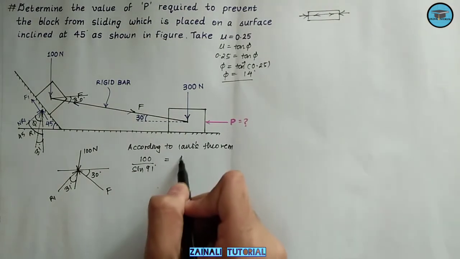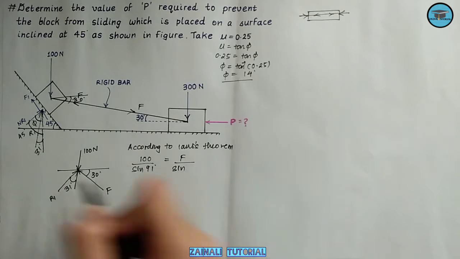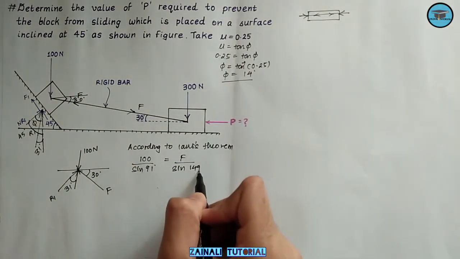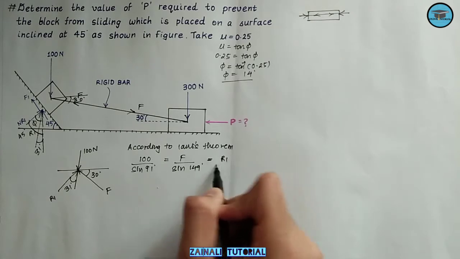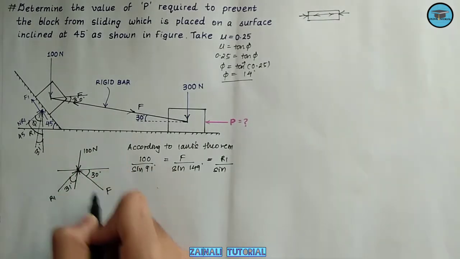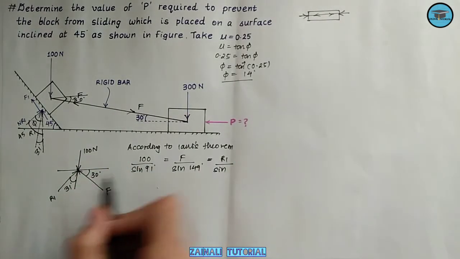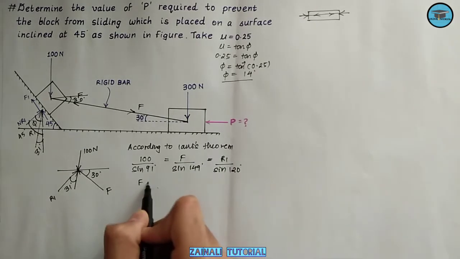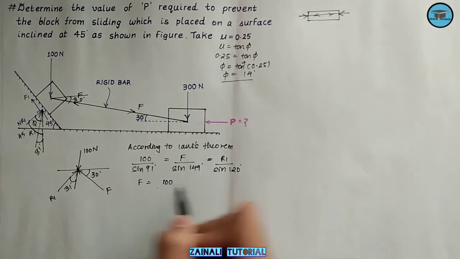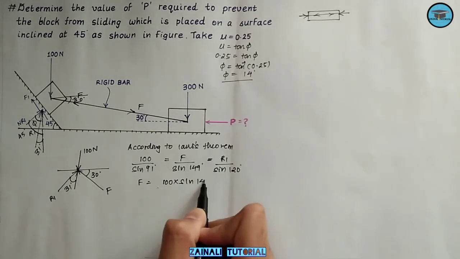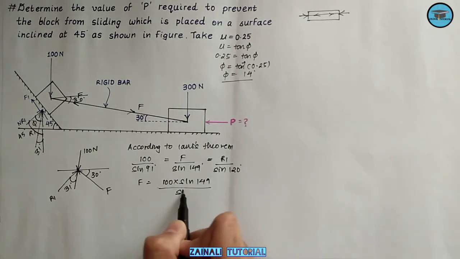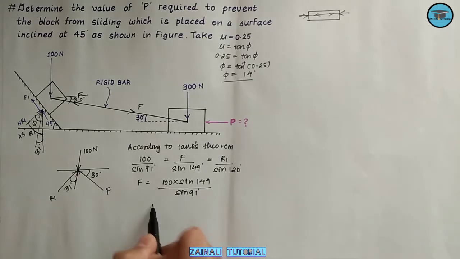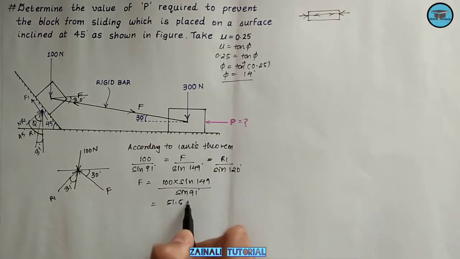which is equals to F divided by sine of angle between these two forces, which is nothing but 149 degree, which is equals to R1 divided by sine of angle between these two forces, which is nothing but 90 plus 30, that is 120 degree. Okay, so F would be nothing but equals to 100 into sine of 149 divided by sine of 91 degree. Okay, so it would be equals to 51.5 Newton.